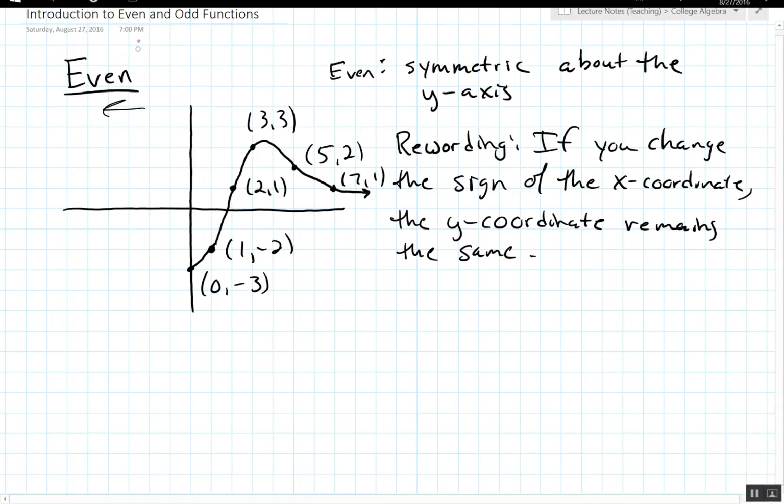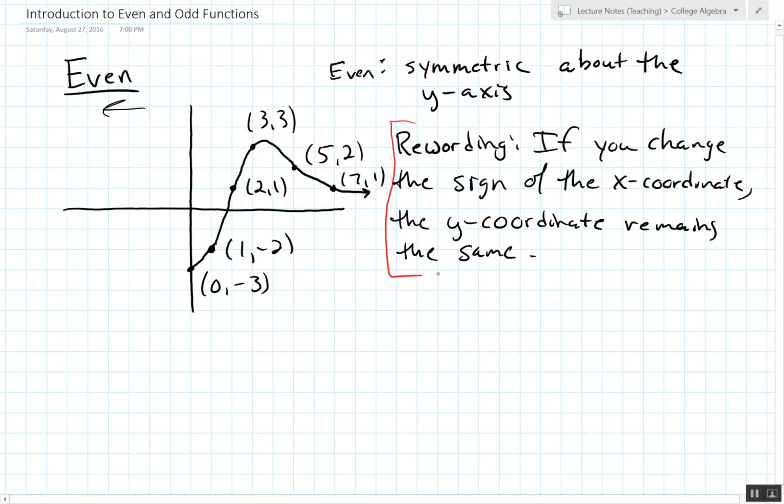So let me get a different color here. Let's think about the rewording here. If I change the sign of the x-coordinate, the y-coordinate remains the same. Well, there's no sign to change with 0, so we'll just leave that alone. But if I change the sign of 1 to -1, the y-coordinate remains the same. So this point is going to go here, and that's going to be (-1, -2). I changed the sign from 1 to -1, but the y-coordinate remained the same.